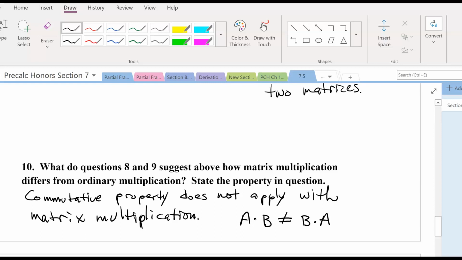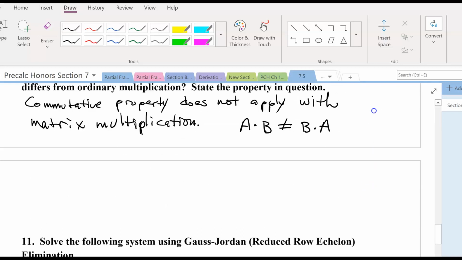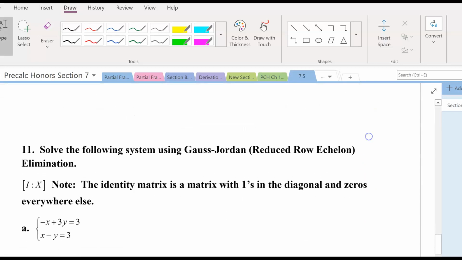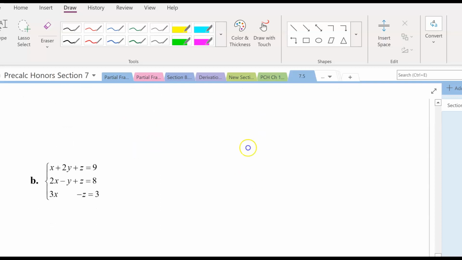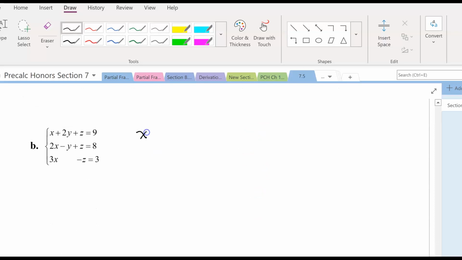If you have questions, as always, make sure you get those answered. Actually, there's a couple of problems on the next page. If you want to just try those using reduced row echelon form on your calculator, for part A, you should get x is equal to 6 and y is equal to 3. And then for part B, you should get x is equal to 17 over 7, y is equal to 8 over 7, and z is equal to 30 over 7.